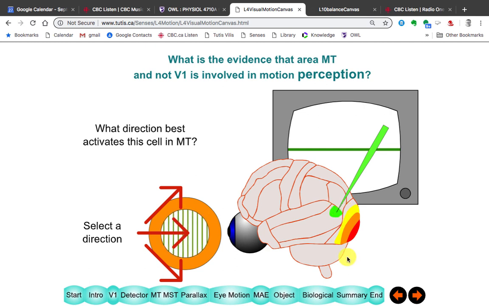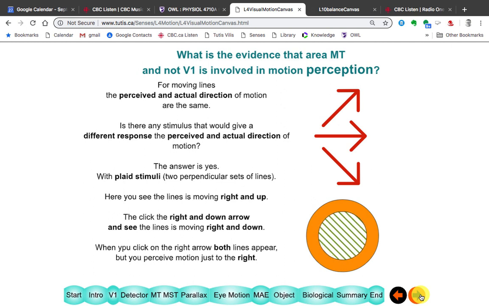We saw that this cell in V1 lit up when you saw a line moving in this direction, and a cell in MT lit up for the same direction. And so with this particular stimulus, it's hard to tell whether it's V1 or MT that gives you the sense of which direction the line is moving. So scientists then came up with a different test.